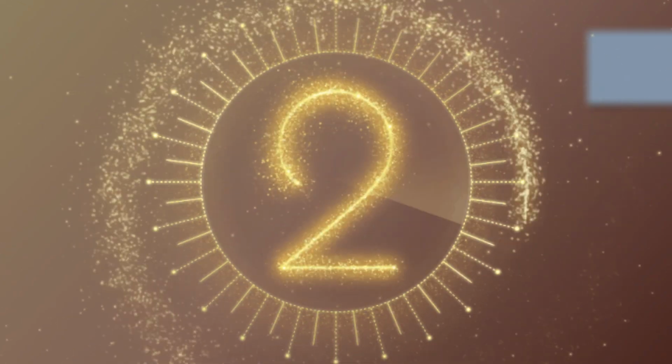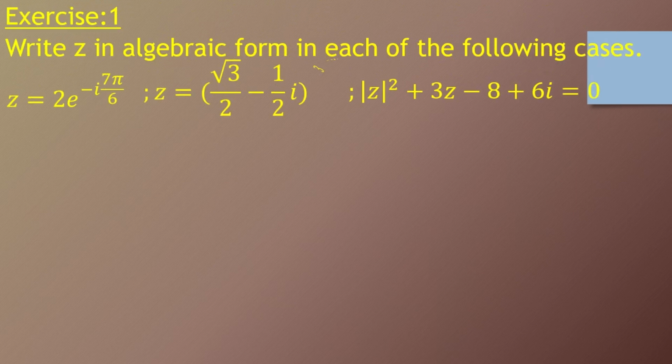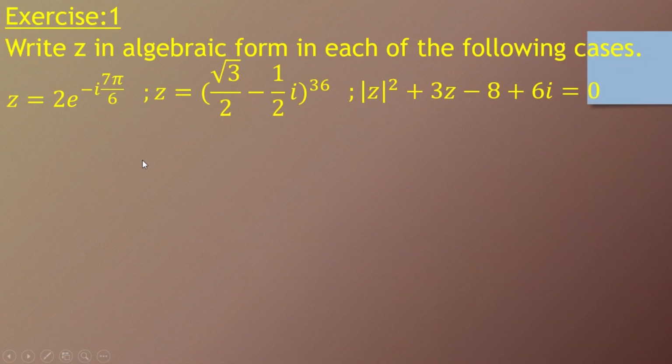In this video I will solve some exercises about the complex numbers. I will start with exercise number 1. Write Z in algebraic form in each of the following cases. Z equals e to the power minus i 7 pi by 6. Here we have Z in exponential form. We write it in trigonometric form, then from the trigonometric to the algebraic.